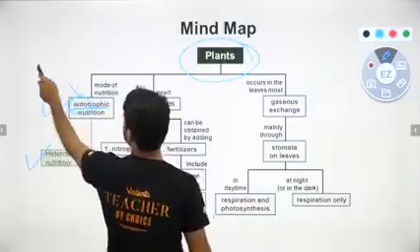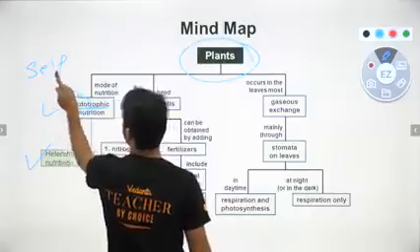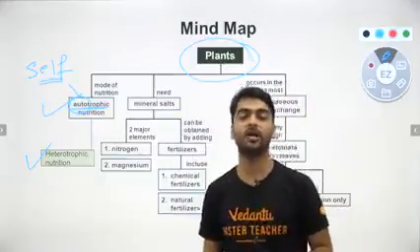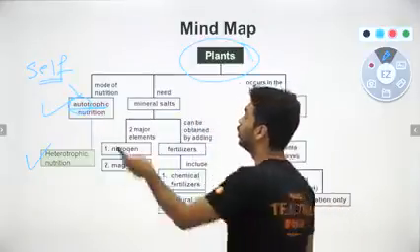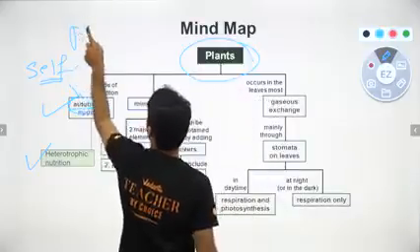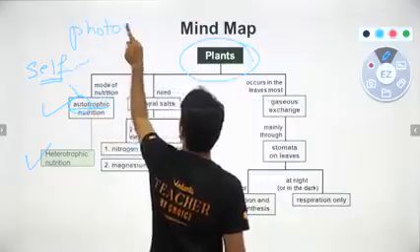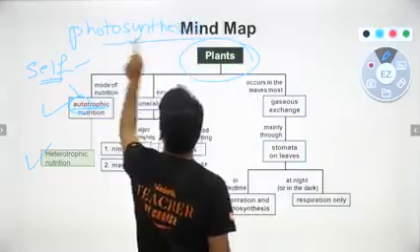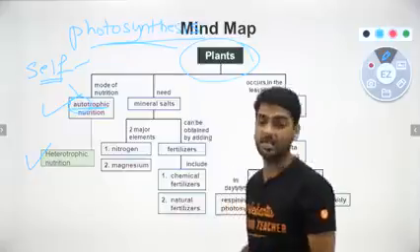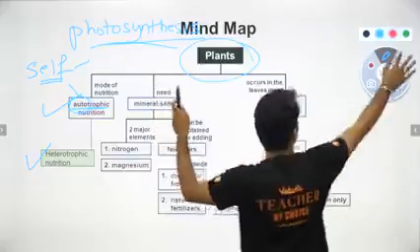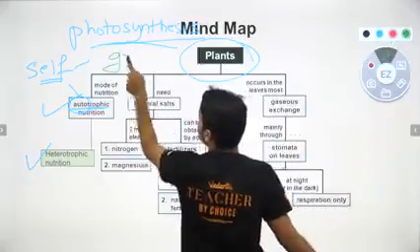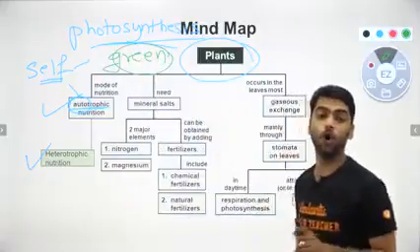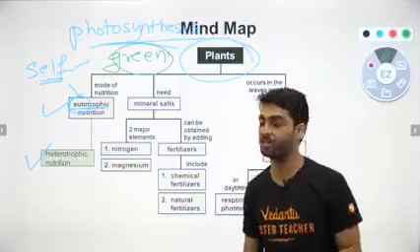Autotrophic. Auto means self. That is the self nutrition that plants do. All green plants carry out a biochemical process known as photosynthesis. We will be learning more about photosynthesis in the coming slides. All the green plants carry out the process of photosynthesis, and that is known as autotrophic mode of nutrition.